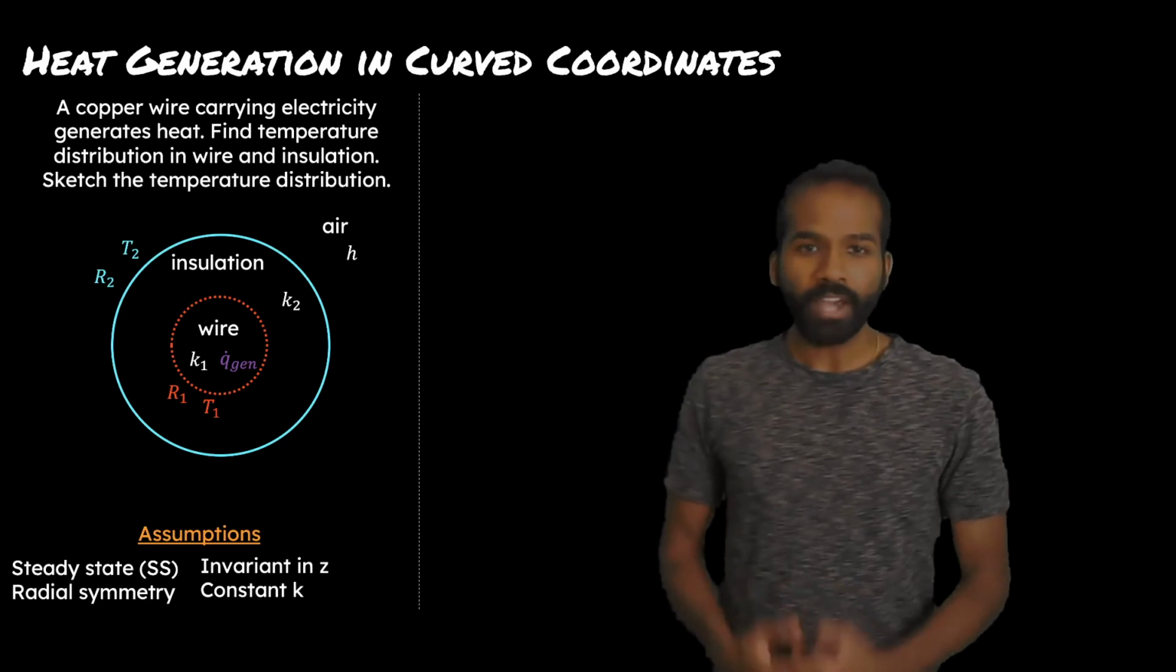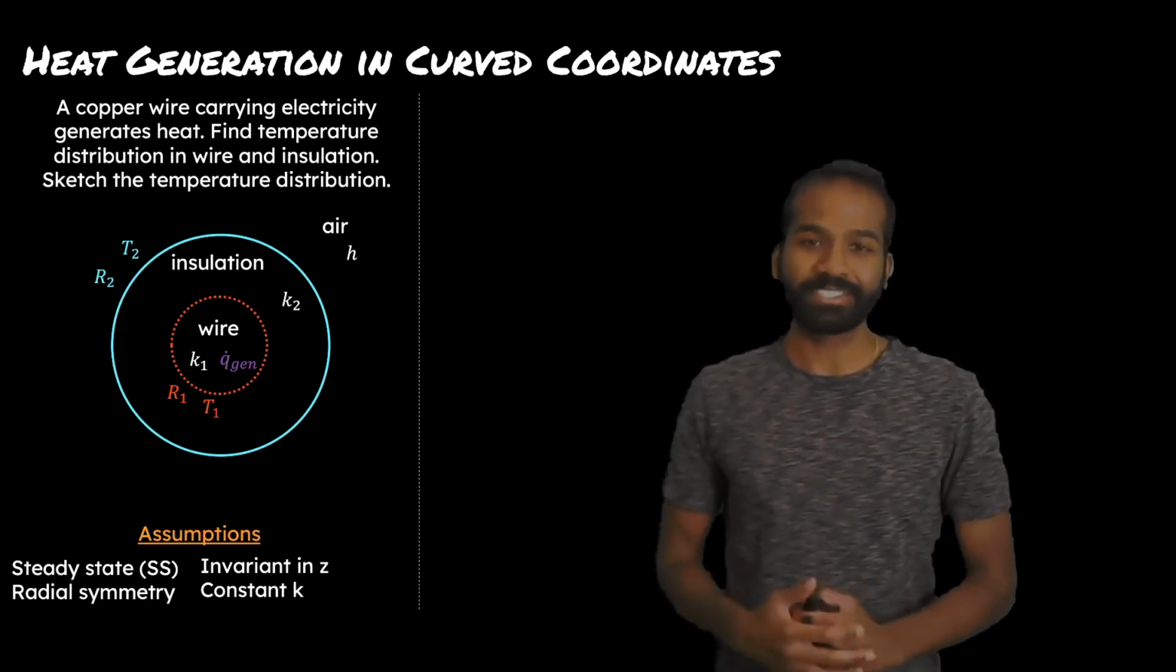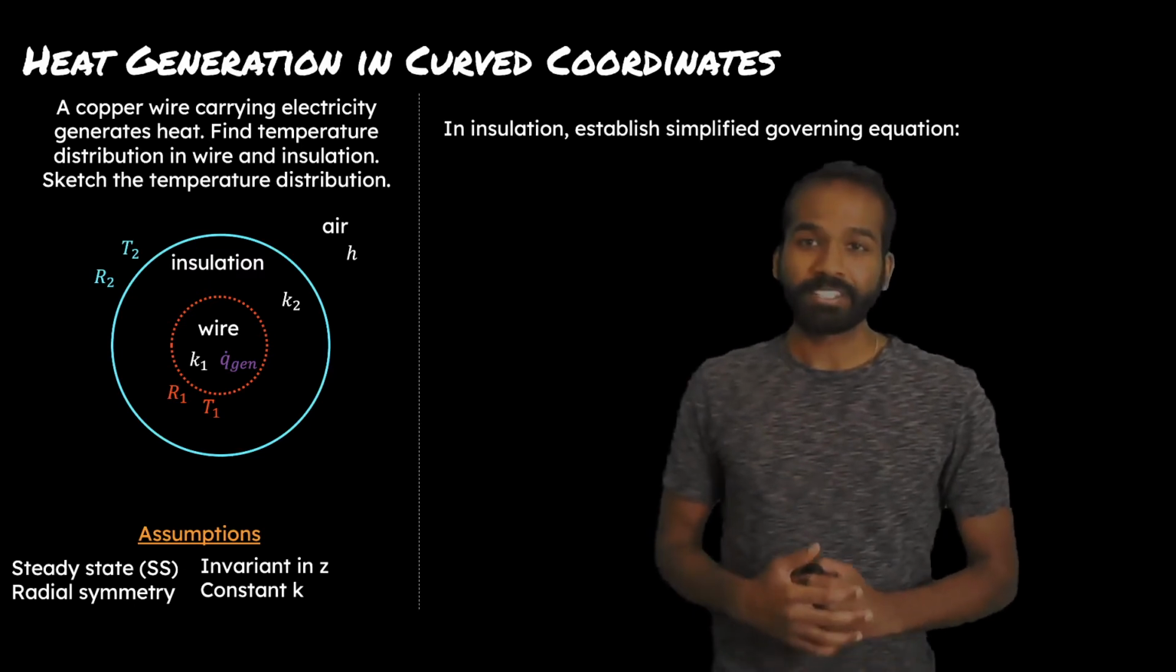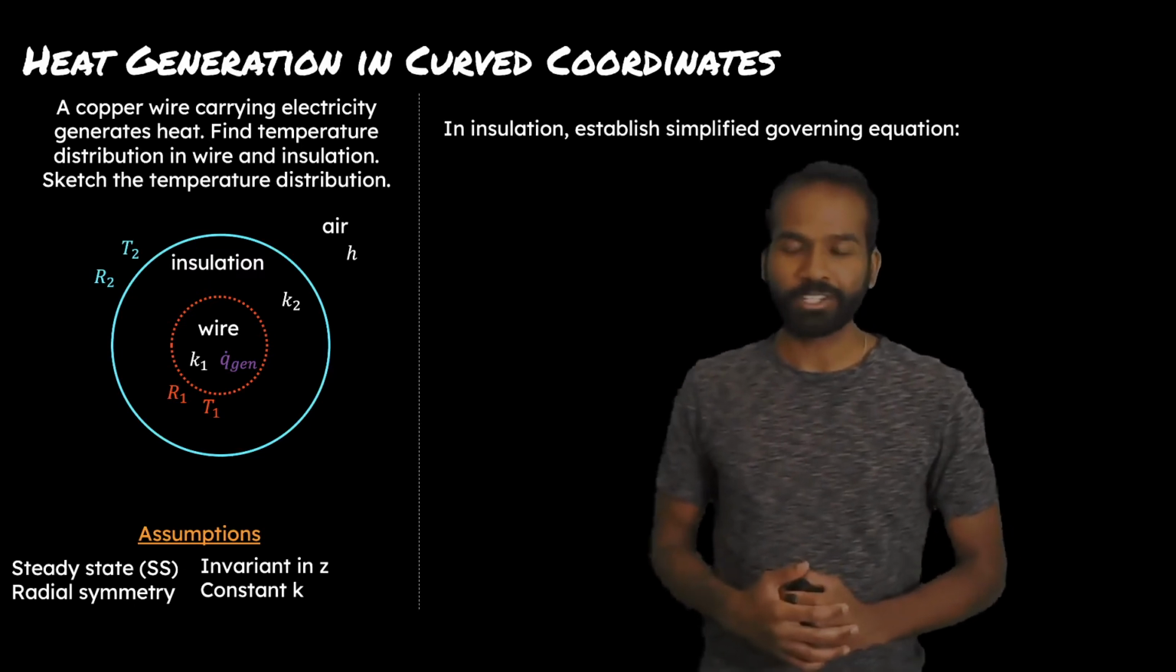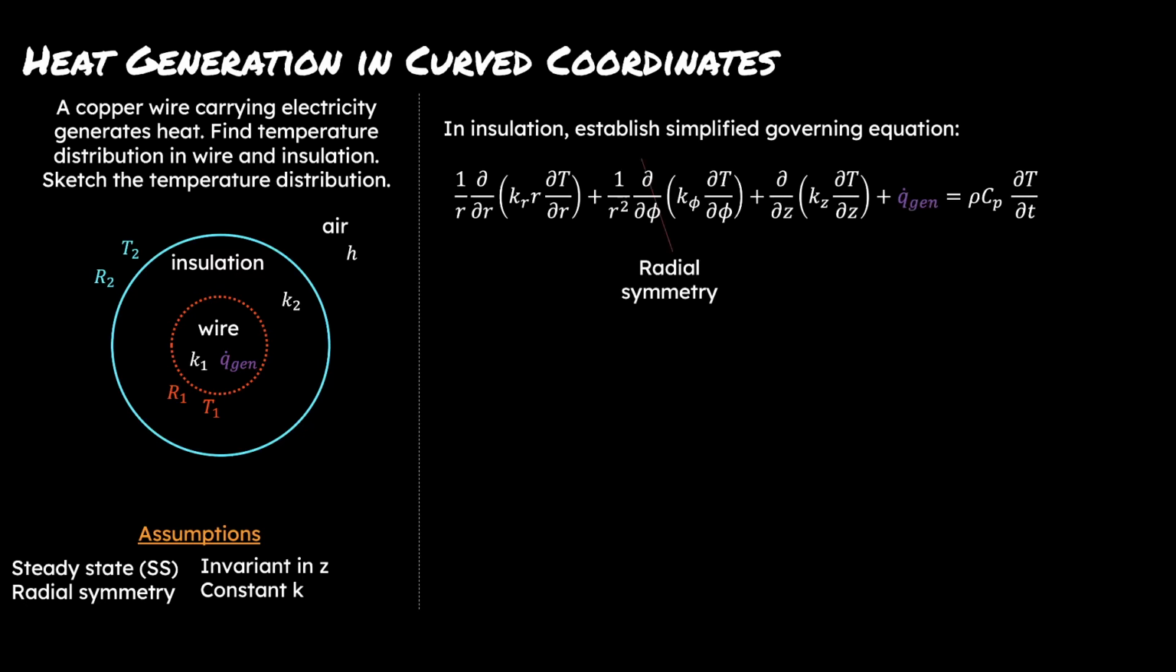So we've solved the wire part of this problem, but we now want to solve for the temperature distribution in the insulation. So we need to establish the simplified governing equation in the insulation. We start with the full form of the cylindrical heat diffusion equation. We have radial symmetry, which gets rid of this term. We're invariant in z. We're at steady state. And this time, in the insulation, we have no generation. This is a key difference between the wire and the insulation. So we end up then with this governing equation.